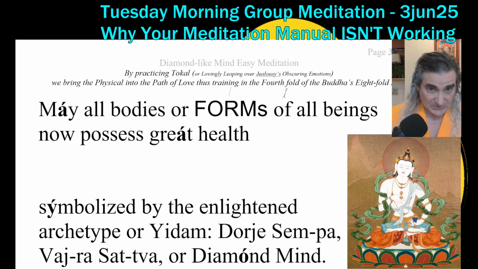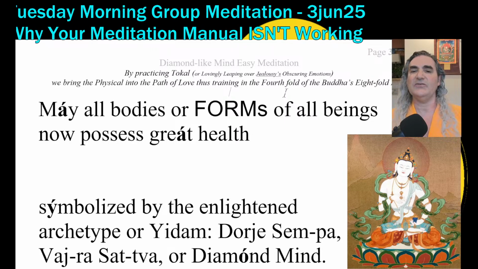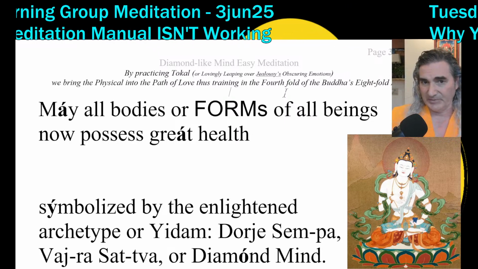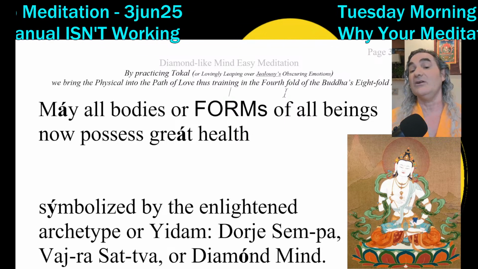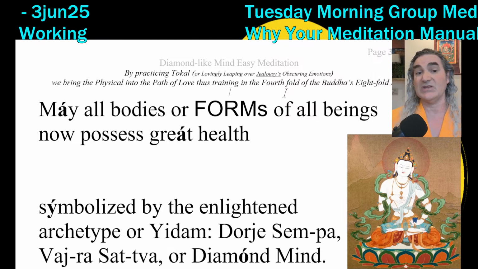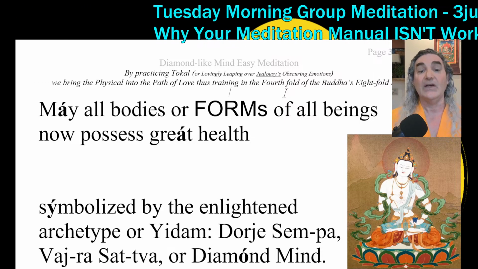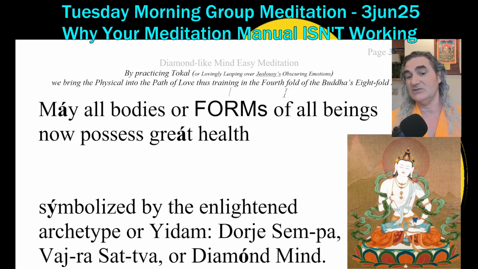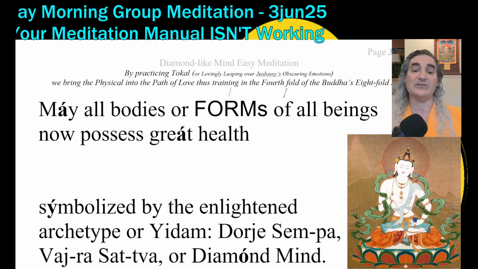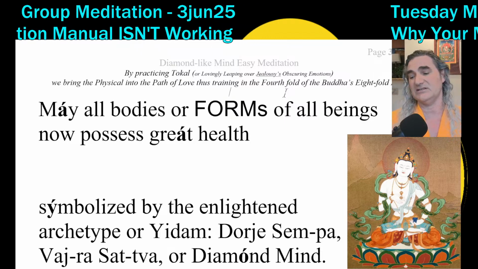Let us bring the physical into the path of love, this training in the fourth fold of the Buddha's Eightfold Path. Together. May whole bodies or forms of all beings possess great health, symbolized by the enlightened Dorje Sampa, Vajra Sattva, or diamond mind.